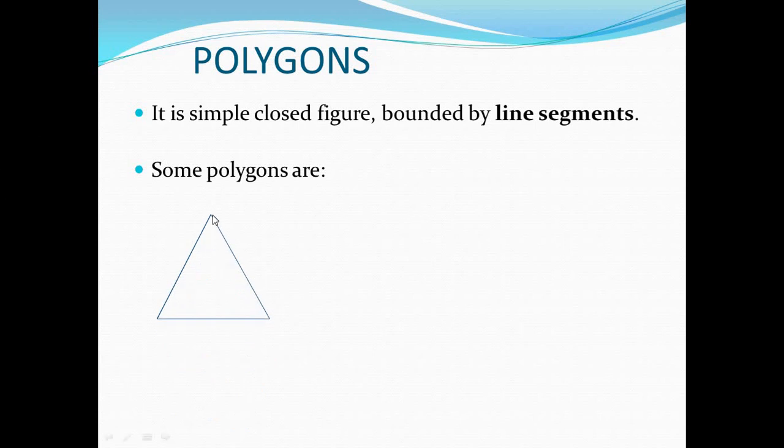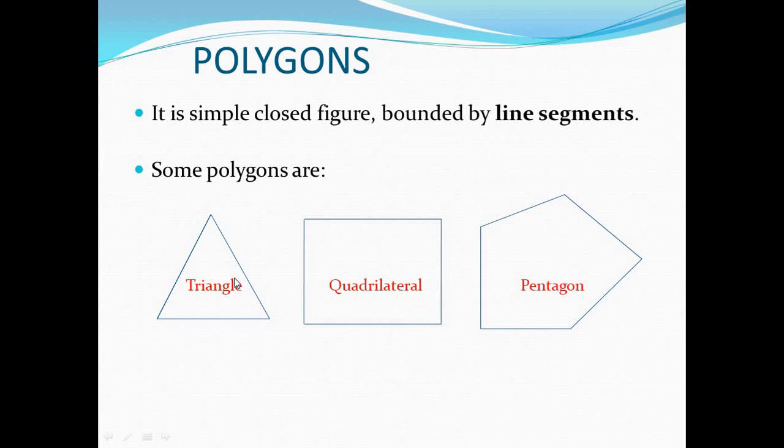See, this is the shape. It is a closed figure made up of three line segments. It is also a closed figure made up of four line segments. It is also a closed figure made up of five line segments. So we will give names like this. First one is triangle because it has three sides. Second one is quadrilateral, it has four sides. Next one is pentagon because it has a total of five sides.